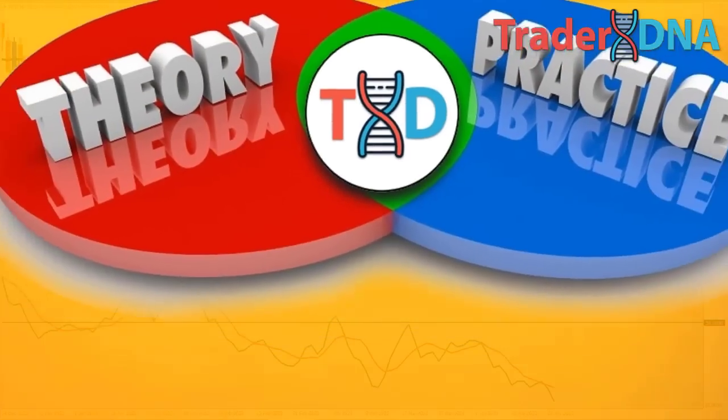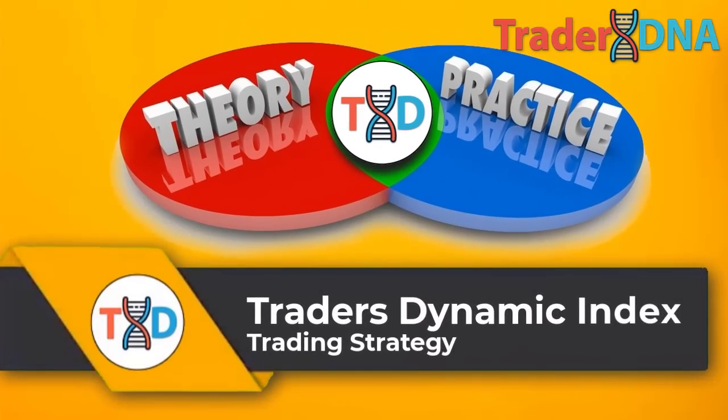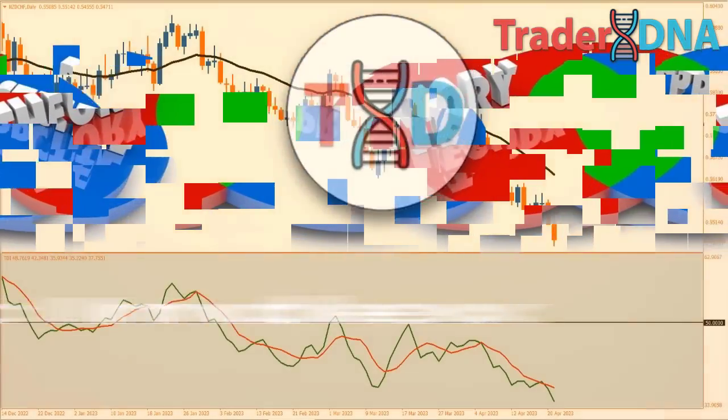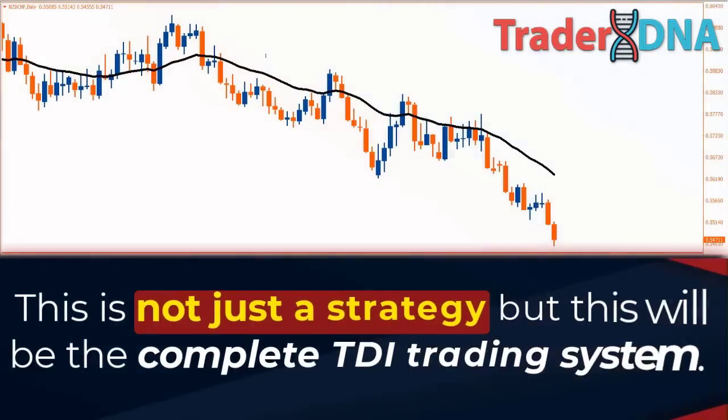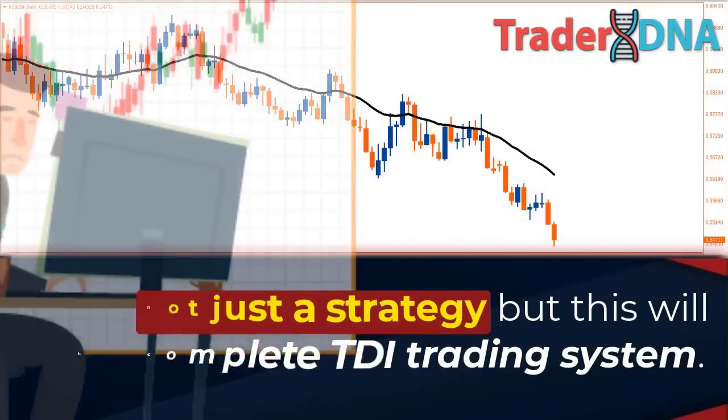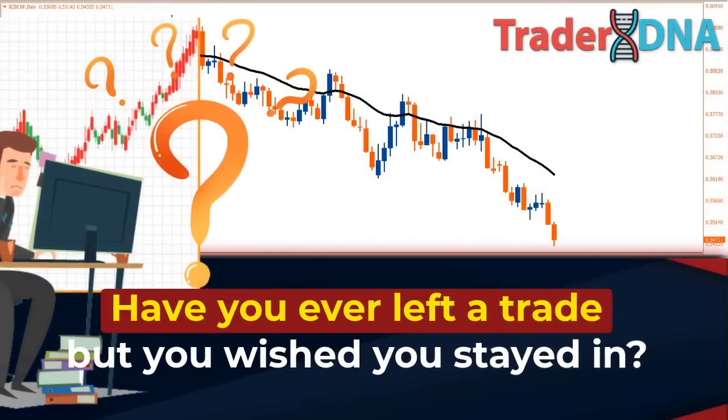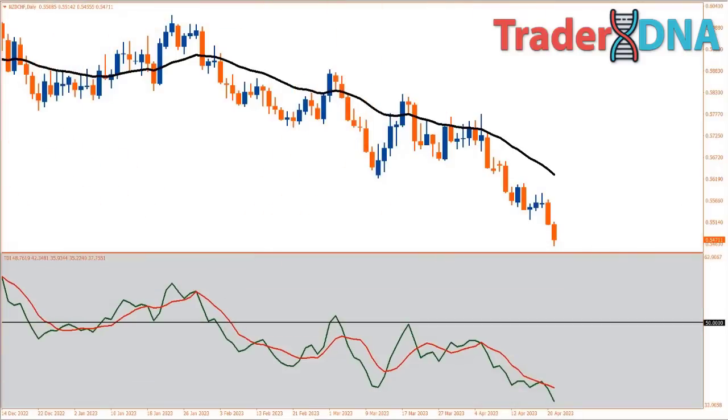Trader's Dynamic Index strategy. This is not just a strategy, but this will be the complete day trading system. The difference between a strategy and a system is that a system is a complete trading methodology, whereas a strategy is just a set of rules. Have you ever left a trade, but you wished you stayed in? If you ever have this problem when trading, follow this step-by-step trading guide. You'll learn how to stay in a trade and follow it on up until it reverses.